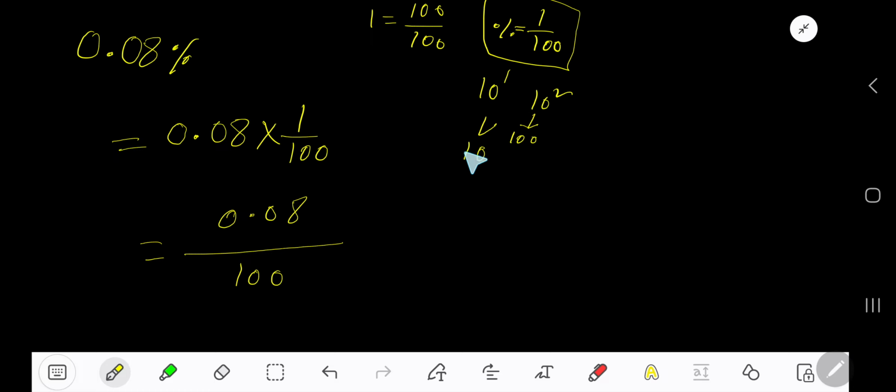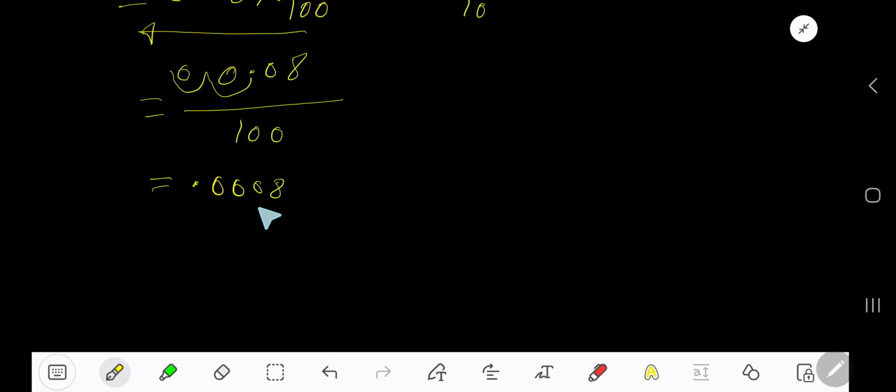Okay, look, 10, 100, these are called powers of 10. 10 to the power 2 means 100. To divide a decimal by a power of 10, just count the number of zeros and move the decimal from right to left. So how many zeros here? 2 zeros. So the decimal point will move 2 places. 1 place, placeholder 0, 2 places. So we are getting the decimal 0.0008.